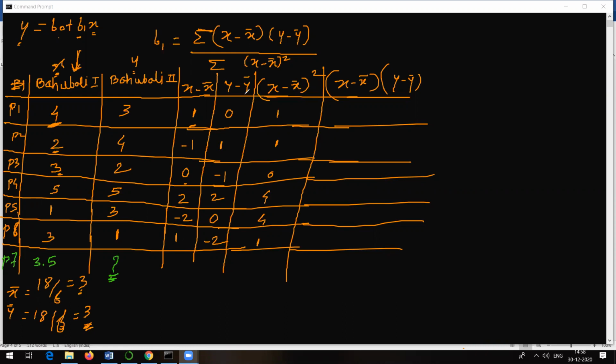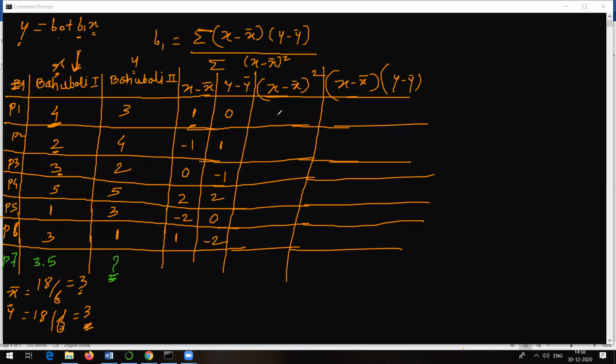Now what we want is summation of x minus x bar whole square. I hope you people understand what is the summation. Addition, right? So just go. 1 plus 1, 2. 2 plus 4, 6. 6 plus 4, 10. Is there any mistake actually? Let me check once again. I think it should be 10. See, here we had a mistake actually. Let me correct.